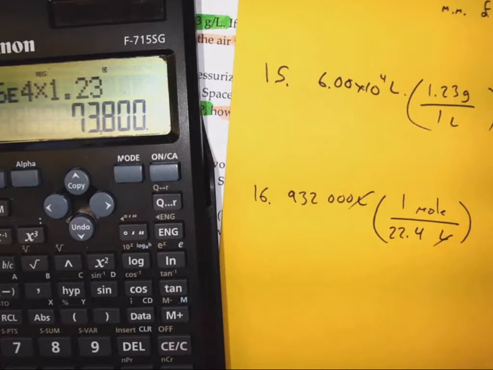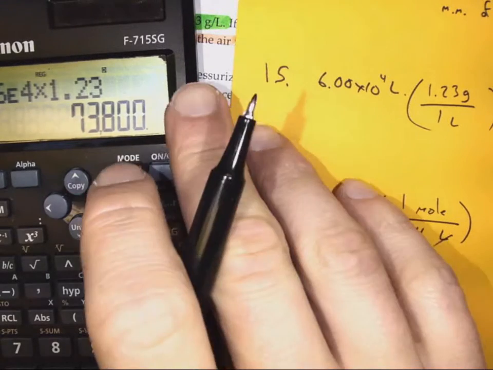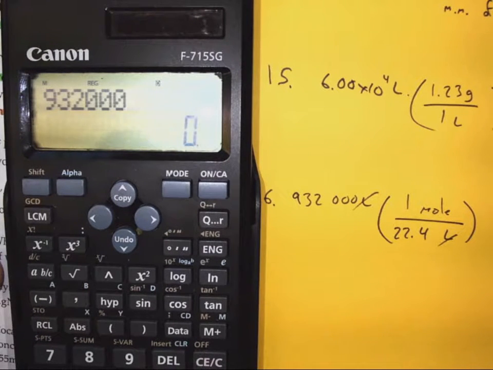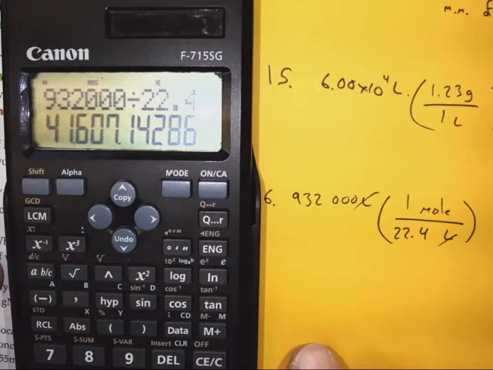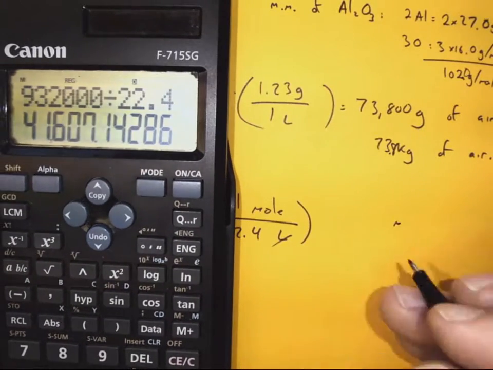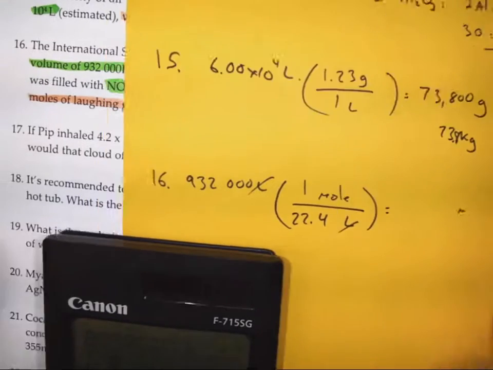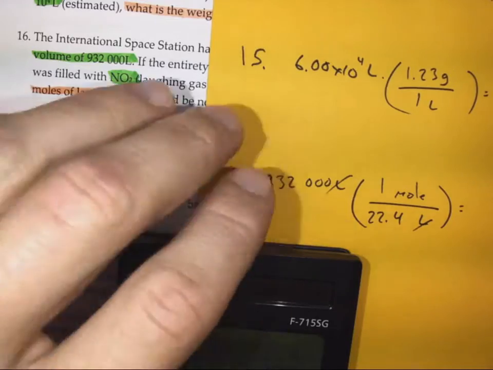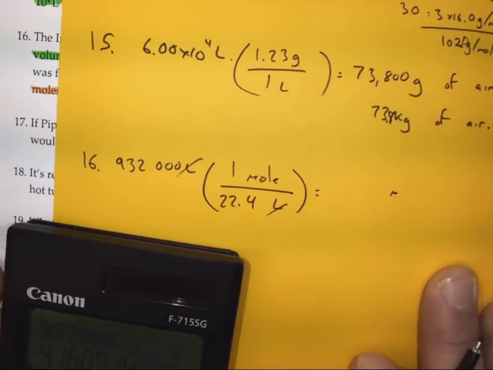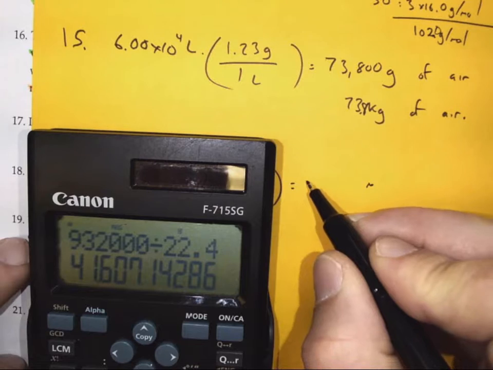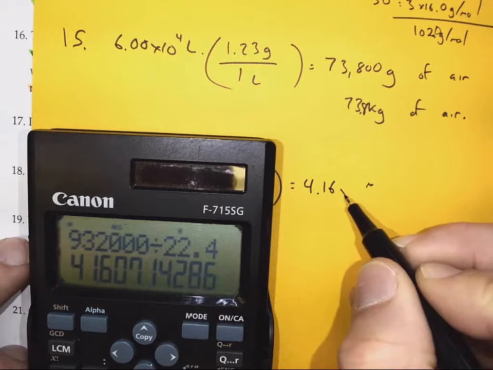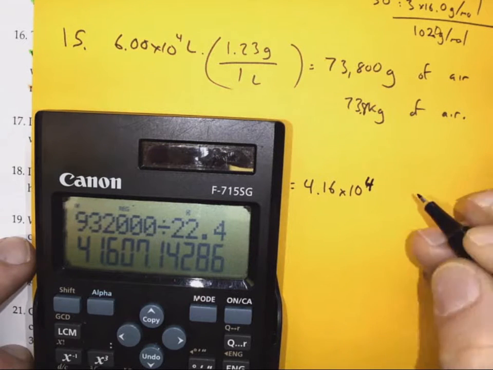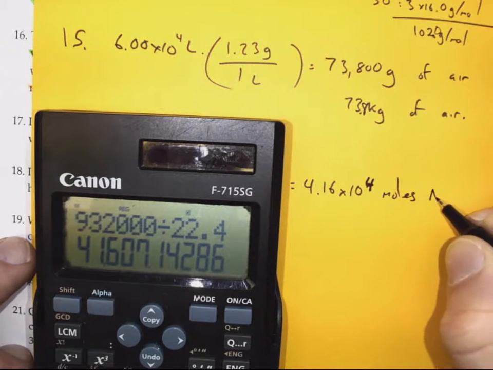Liters cancel out, and I just have moles as my unit. So I can just type that in: 932,000 divided by 22.4. How many sig figs should I have here? Well, that's about 3 sig figs, which is pretty precise. I got 3 sig figs for the molar volume as well, so I should have 3 sig figs here. So I've got 4.16 times 10 to the power of 4 moles of NO2.